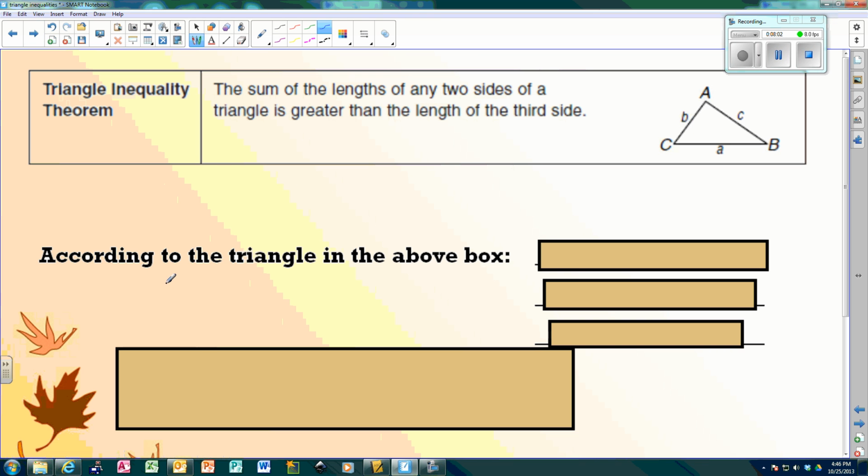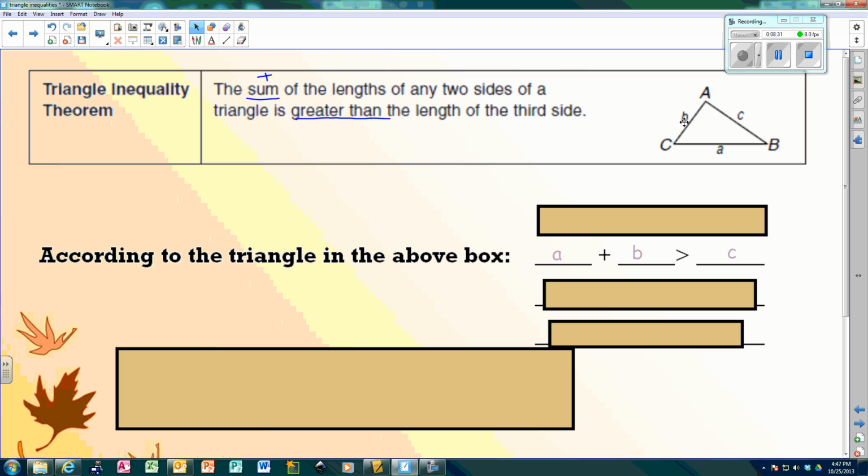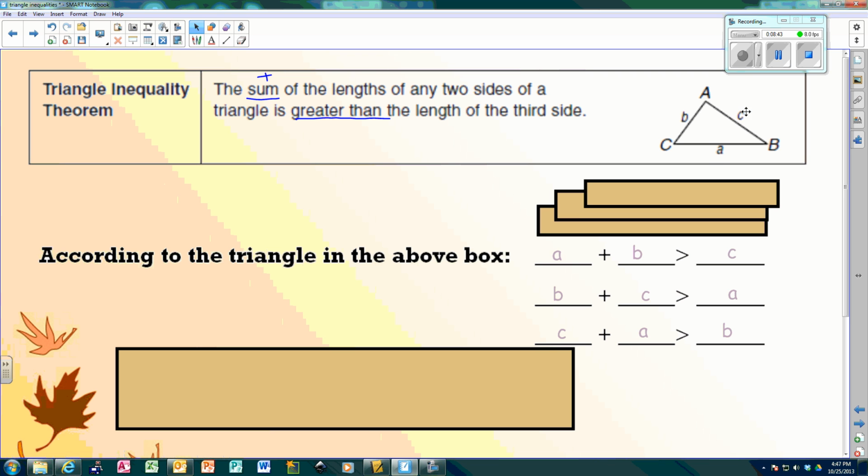Pretty easy. The last part of today's lesson is called the triangle inequality theorem. So this is another theorem. We're going to add the lengths of any two sides. So pick two sides of a triangle and add them together, and it's going to be greater than the length of the third side. In other words, side A plus side B has to be greater than side C. B plus C has to be bigger than A. And C plus A has to be bigger than B.